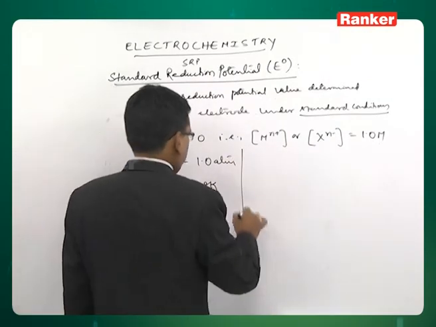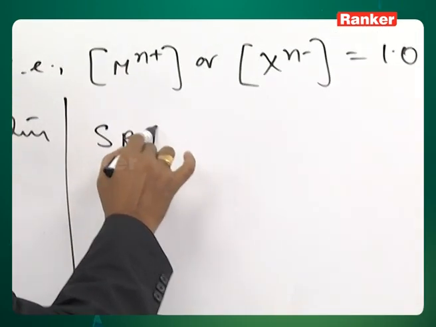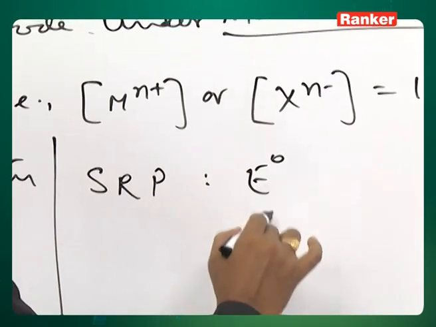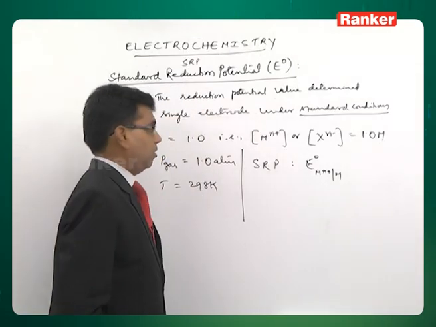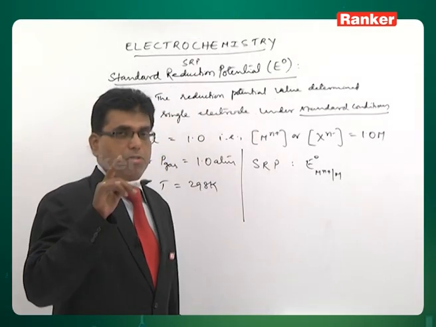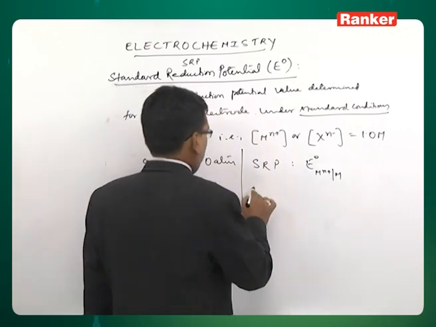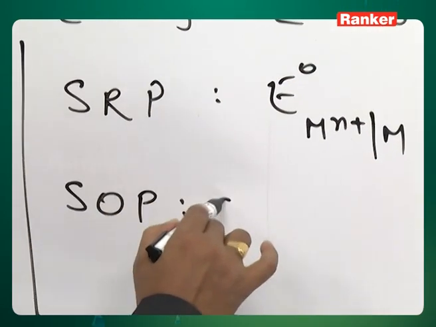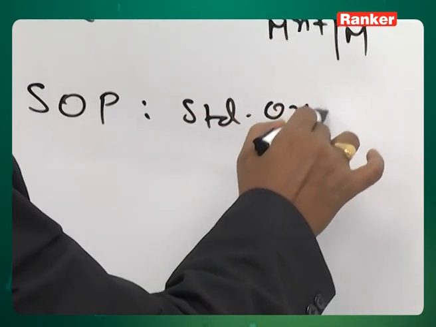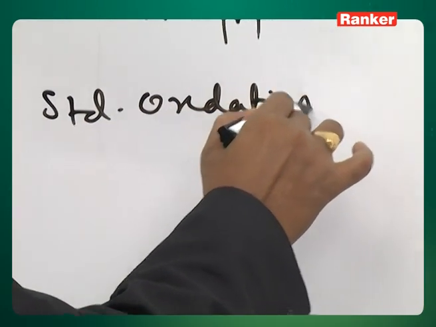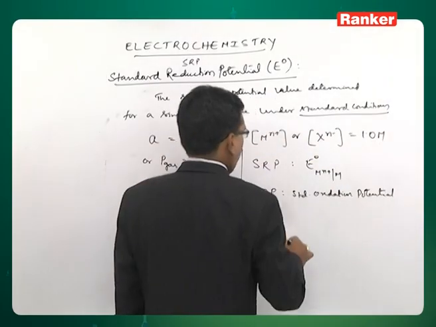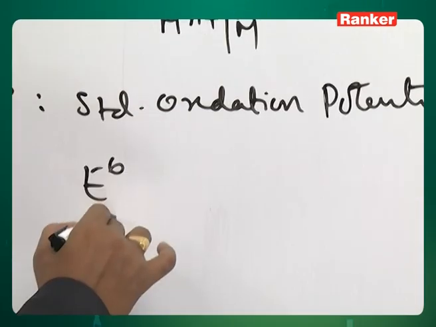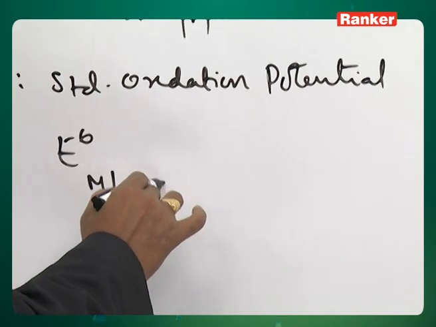So, under these conditions the reduction potential is what we call SRP, and this is represented as E naught Mn plus by M, standard reduction. Also in some of the books it will be given as SOP. SOP is the standard oxidation potential. Standard oxidation potential is E naught M by Mn plus.